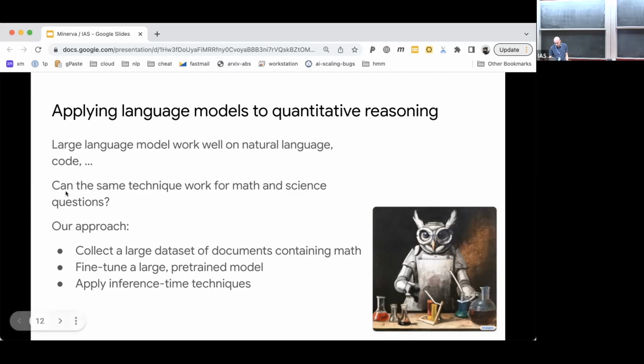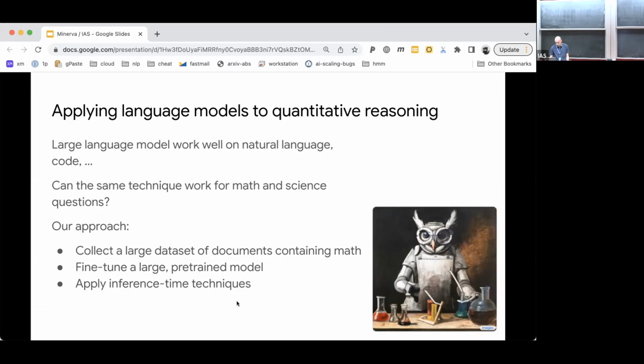Okay, so the question here is, can we apply the same technique to math and science questions? The approach we took here is very similar to what I described before. We start by collecting a large data set of documents. The main criterion is that they contain some kind of math in them. And then we train a large model on this set of documents, and then we apply some inference type techniques to improve the quality.